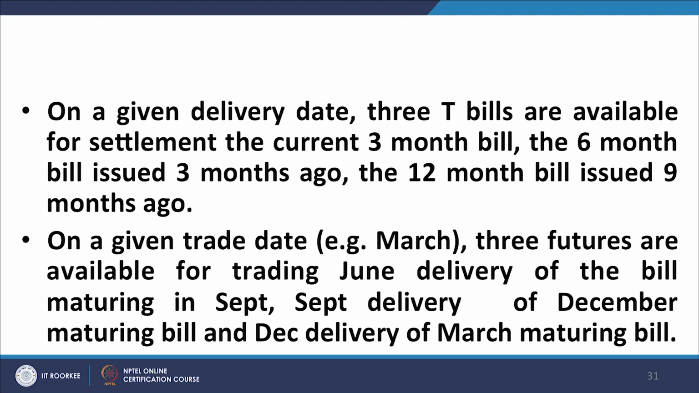Let me just touch on one thing. On a given delivery date, there are 3 T-bills which are available for settlement. On a given delivery date, there will be 3 types of T-bills which can be used for settlement. The current 3-month T-bill, which has a maturity of 3 months to go, because the delivery has to be made of a T-bill which has 3 months to maturity. So, the current T-bill which has a 3-month maturity pending, or a 6-month T-bill whose 3 months have expired and 3 months are still pending, or a 12-month T-bill whose 9 months have expired and 3 months are pending.